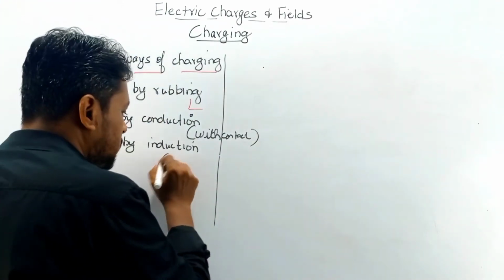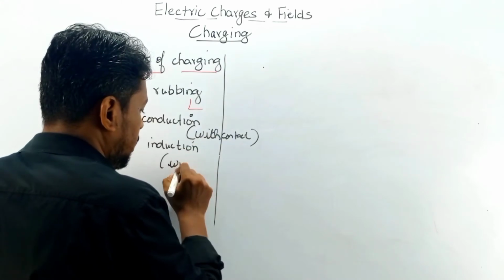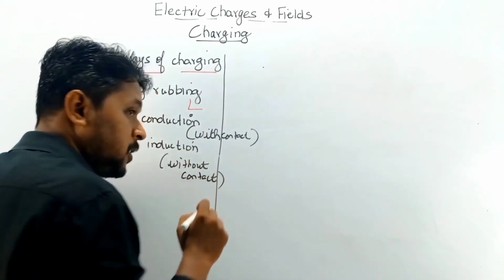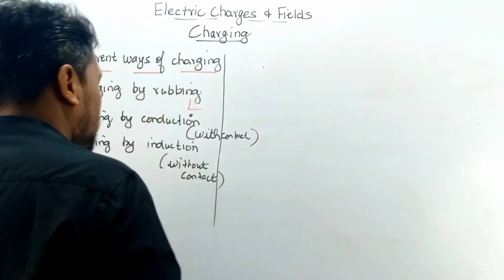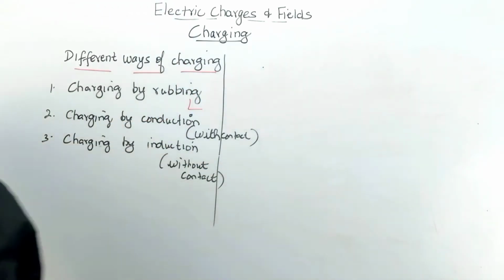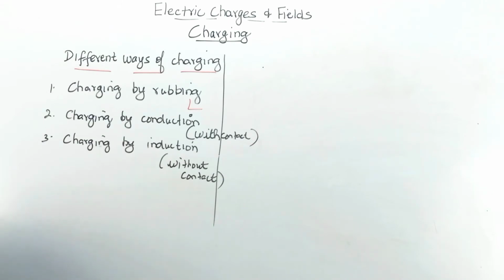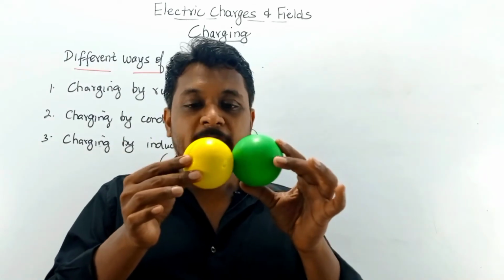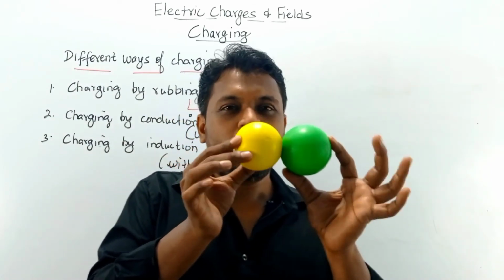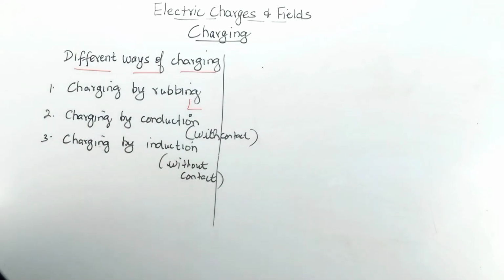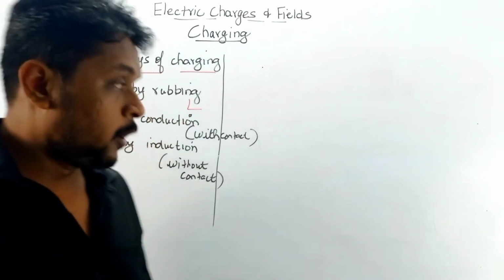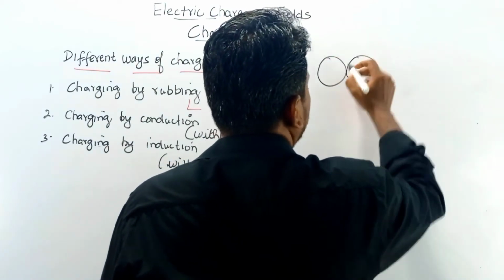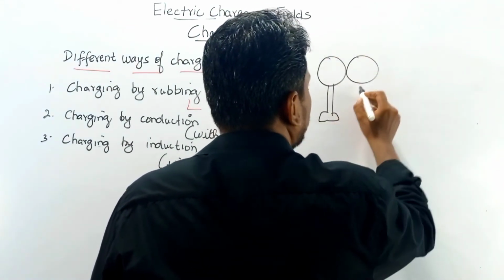So here it involves charging without contact. Here no touching. Condition: no touching. Okay, so here I'm going to take two metal spheres A and B touching each other, and you disconnected to an insulating stand.